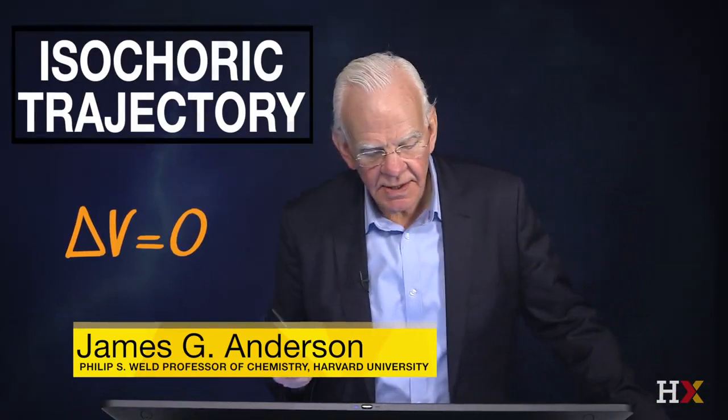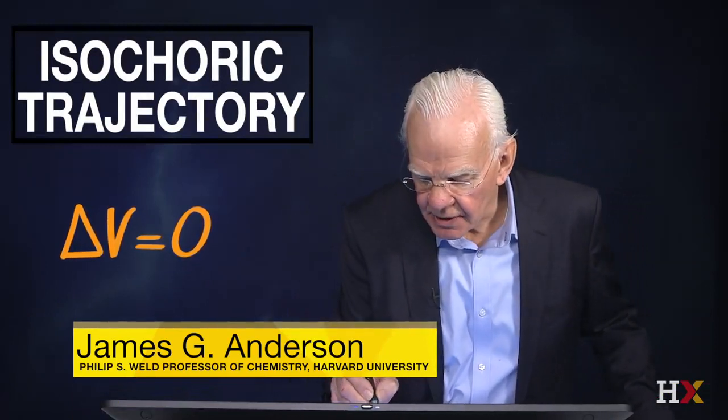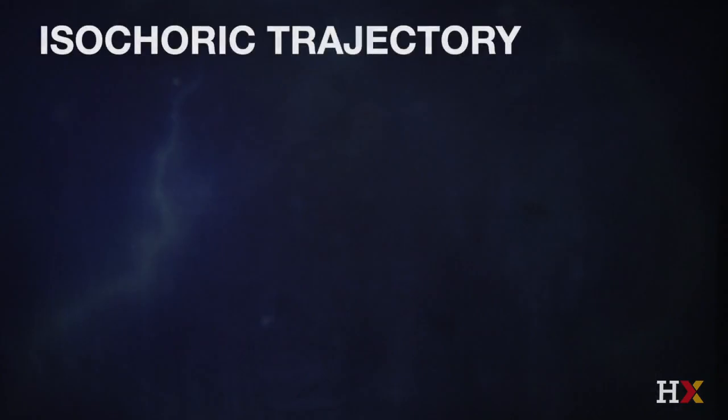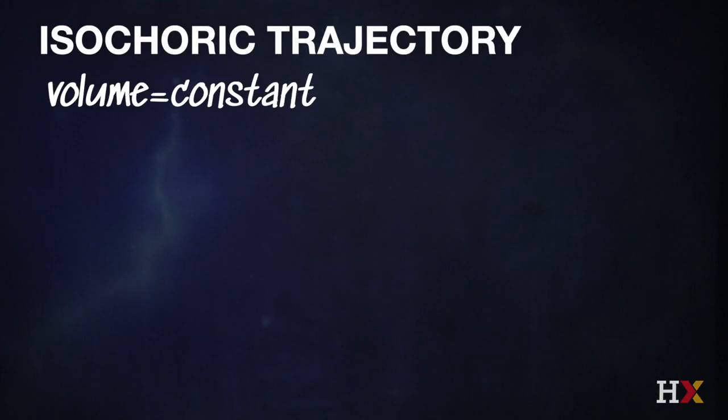The next trajectory we want to address is the isochoric trajectory. So isochoric, what does isochoric mean? Well, it's an unusual word. It's not typically used in conversation, but isochoric means that the volume is equal to a constant. It means that delta V then is equal to 0.